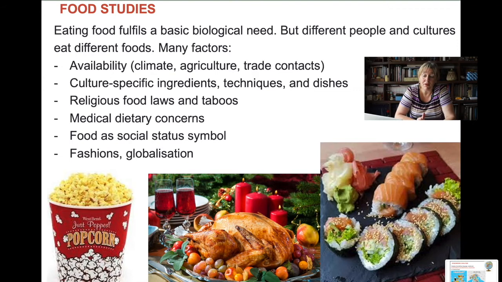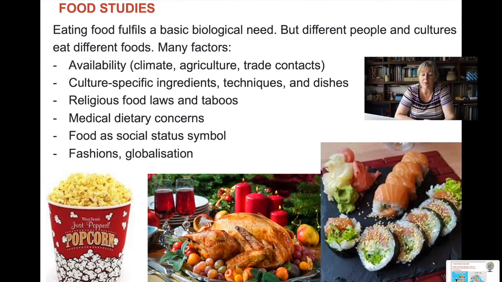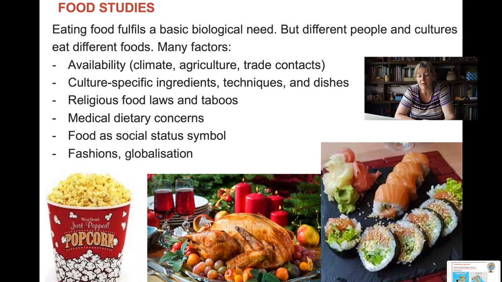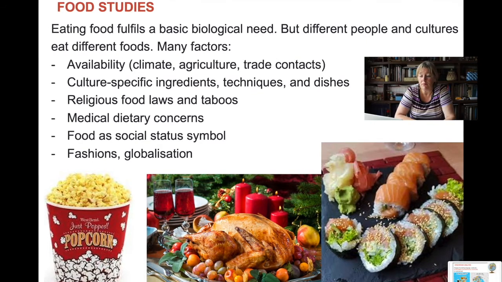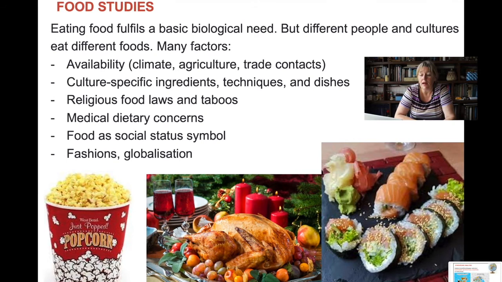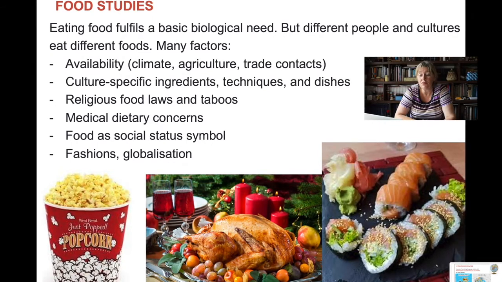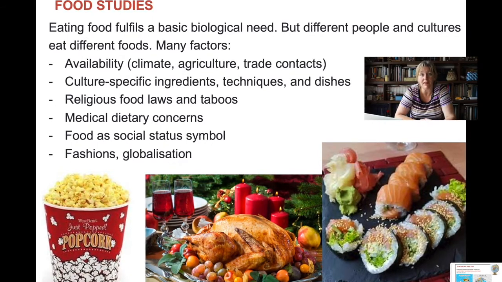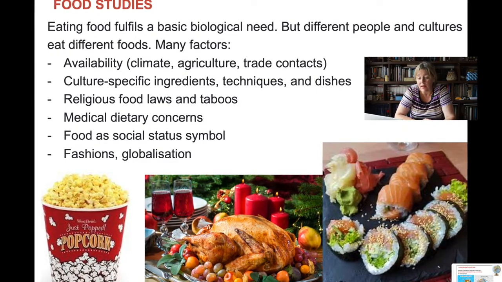When it's culture, we can have food studies, so we can have the study of culture. So where there is food, we can have food studies. Because different people and different cultures eat different foods, and there are very many various factors that influence that. Of course, some factors are more or less natural, like the availability of different foodstuffs, the climate, the agriculture, the trade contact. So you can see the climate is natural, but the mode of agriculture and trade are not.